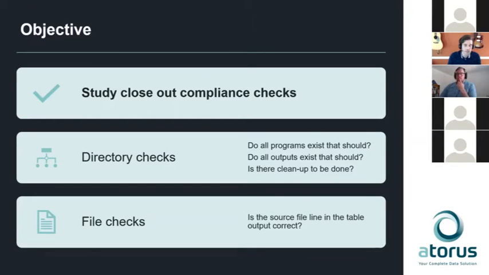Similarly, on the file checks, we're going to show you how to open up a file in Python, and the specific check that we're going to do for parsing the text files is we have a set of RTF outputs, and we're going to check the RTF file to see if the source file line in the footnote of the table is correct. That's a very rudimentary approach, but we're essentially trying to see, do you have a footnote in the file that has the directory path of the program that should have produced that file.